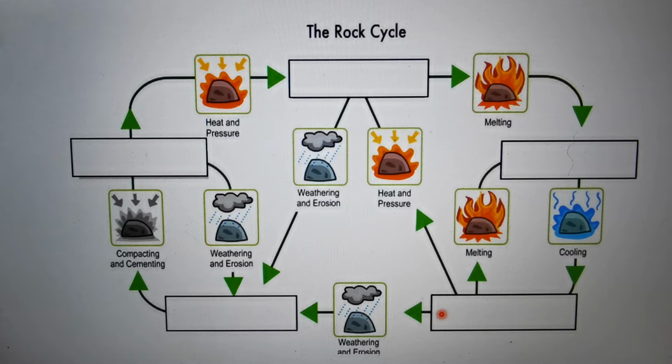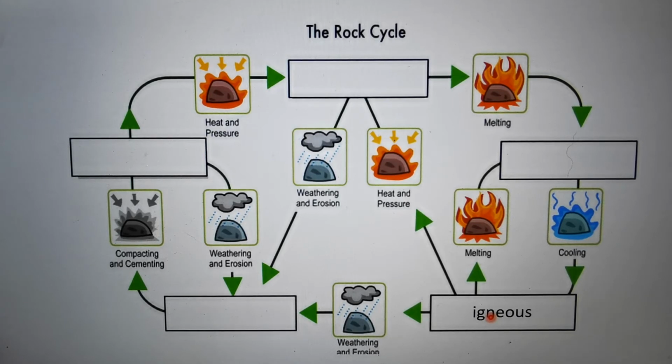Well, try and find somewhere where you can see something that you know and understand. So I would see melting and cooling over here. And that reminds me of what's going on with lava or magma. So when rocks melt, they turn into lava or magma. And when they cool, they turn into this type of rock, which is called igneous rocks.